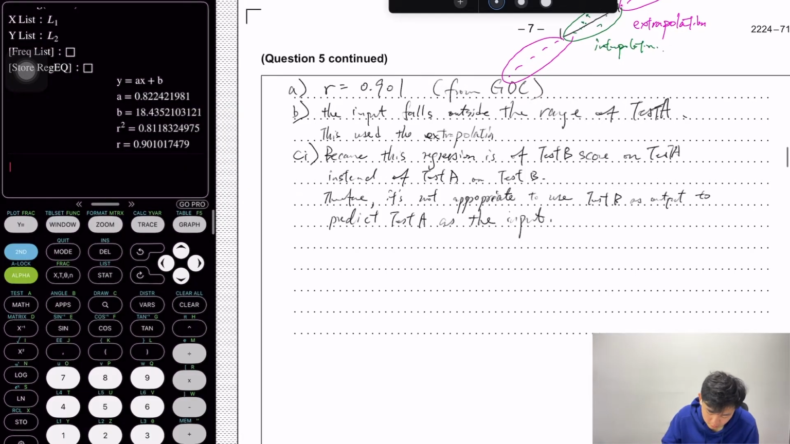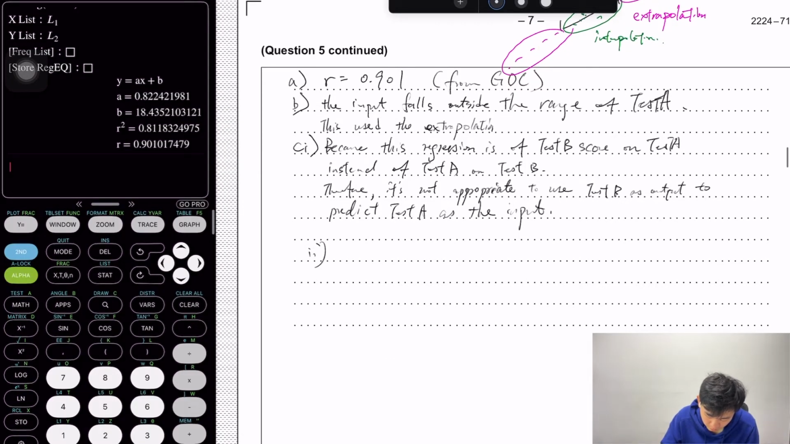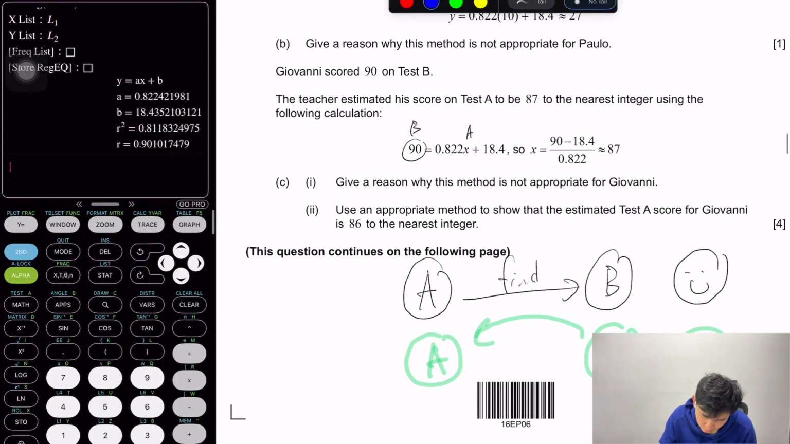Okay. So now C2, because we have two parts, right? Use the appropriate method to show that the estimate of test A score for that is 86 to the nearest integer. We have a pretty easy fix. Take a look here. Just now, our X is actually the list one, that means the test A's, right? The output is list two, which is the scores of test B. Now our job is to just swap these two over.